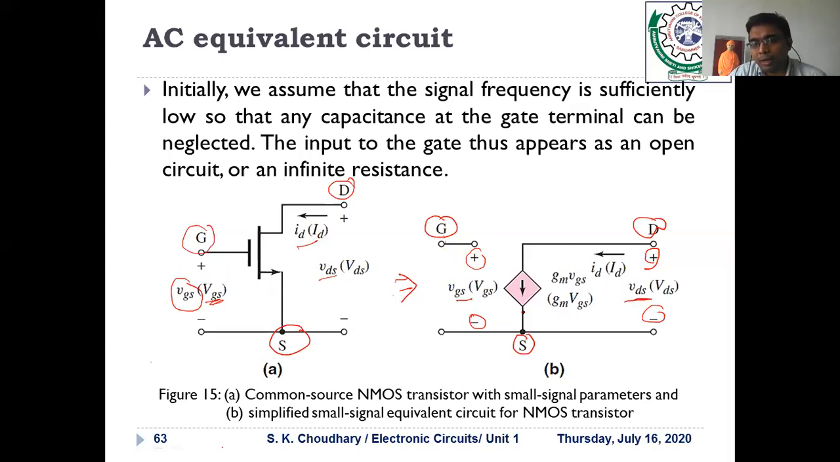But one more thing is the difference between the actual transistor and this small signal equivalent circuit: this symbol. What is this? This is the representation of a current source, and it is a dependent current source, not an independent current source. On which factor would this current source depend? It depends upon the voltage.